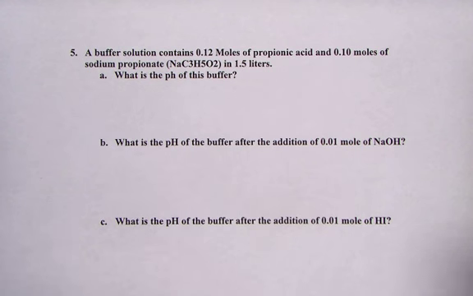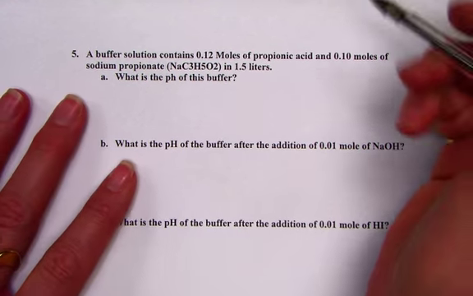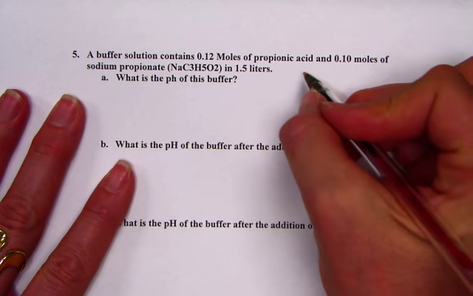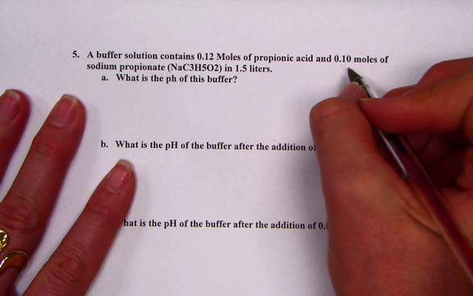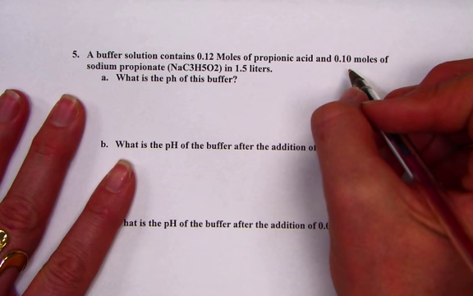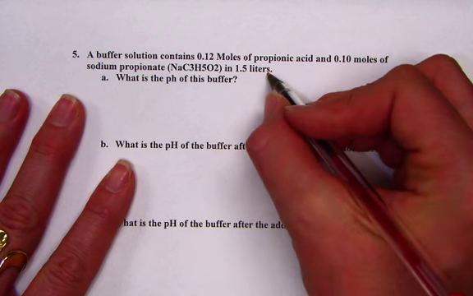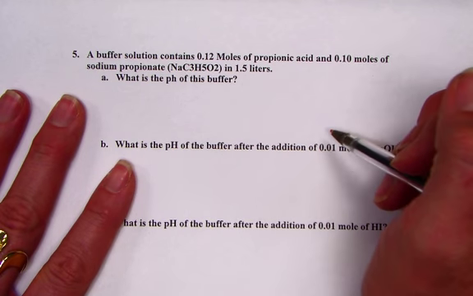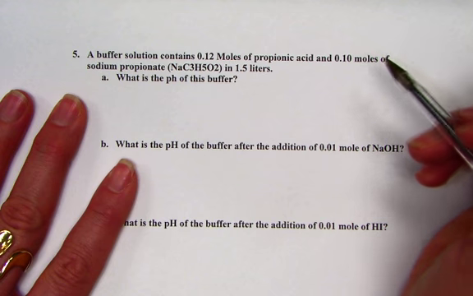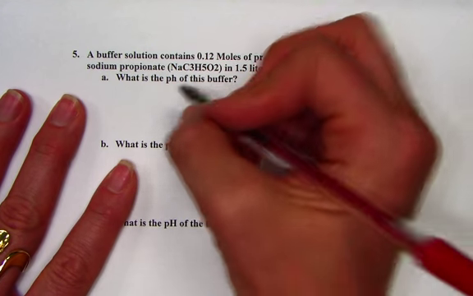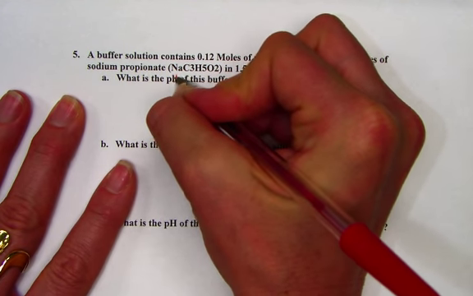Our next problem, number 5. A buffer solution contains 0.12 moles of propionic acid and 0.1 mole of sodium propionate, which is its conjugate base, and that's been dissolved into 1.5 liters of solution. We're being asked to calculate the pH of our solution.